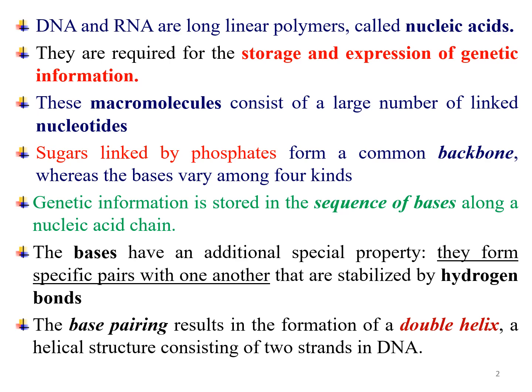The bases have an additional special property. They form specific pairs with one another that are stabilized by hydrogen bonds. Therefore, these hydrogen bonds stabilize the base pairing among the DNA and RNA strands. The base pairing results in the formation of a double helix, a helical structure consisting of 2 strands in DNA, and this structure looks like a ladder.